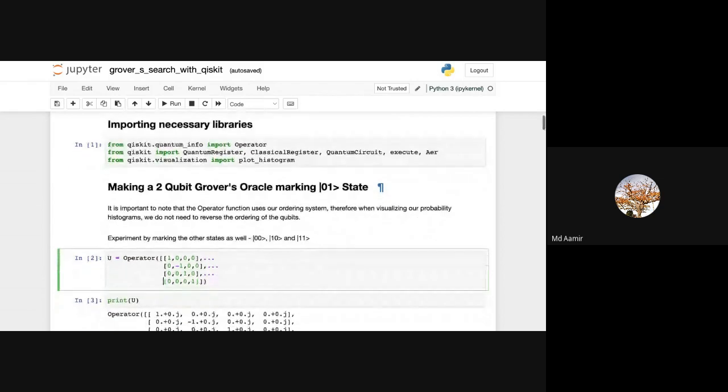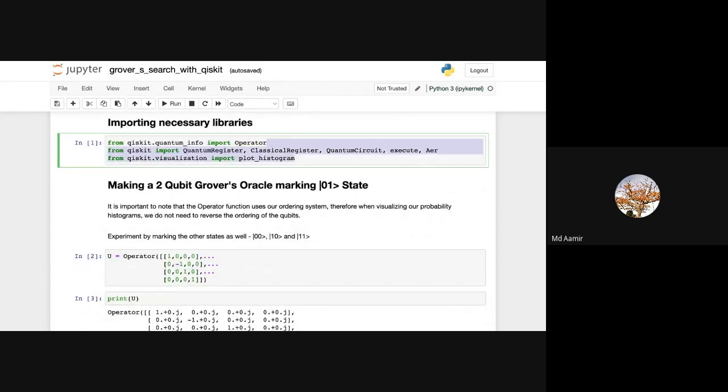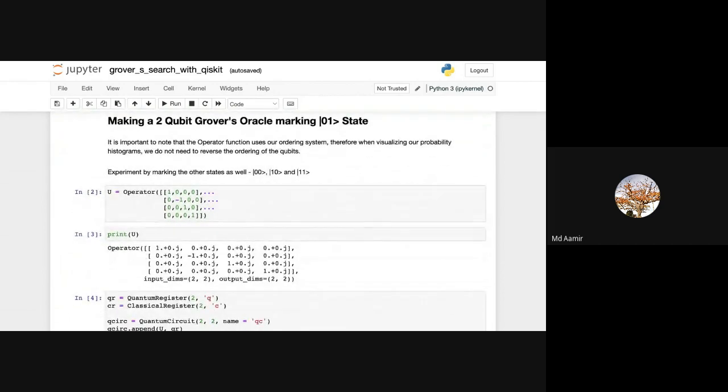So we start with the importing of the libraries, as we do in all the other algorithms or other quantum operations. Now we have this 2-qubit Grover's oracle. Here we have the solution as 0 1, and we have other possibilities as 0 0, 1 0, and 1 1.